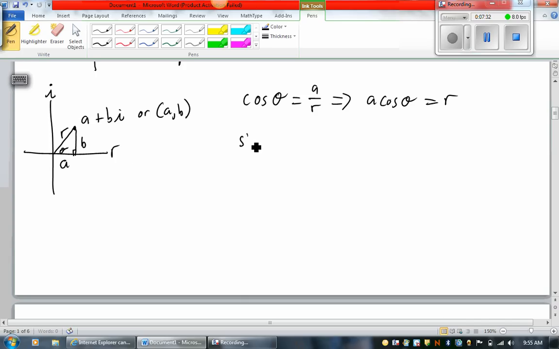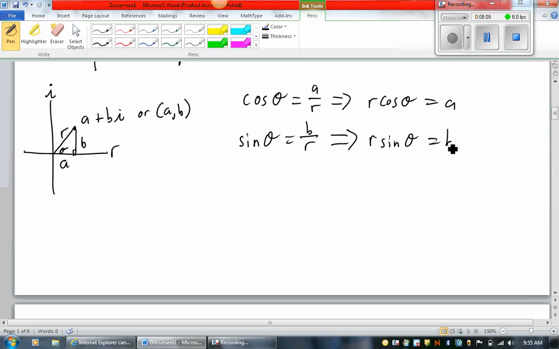And by the same token, sine of theta equals b over r. Which means that, be careful when you're doing your cross multiplying. This is actually r cosine theta equals a, and r sine theta equals b. Sorry about that.